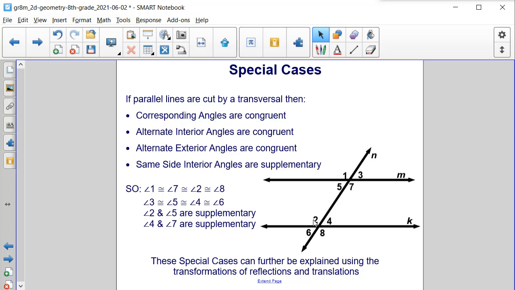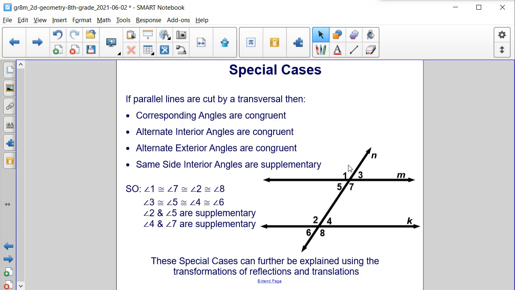You also have alternate interior angles that are congruent. Angle 7 and 2 are congruent to one another. Angle 5 is congruent to angle 4. The alternate exterior angles are also congruent. Angle 1 is congruent to angle 8. Angle 3 is congruent to angle 6.